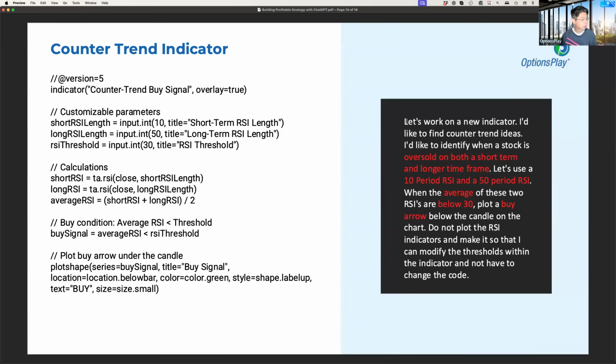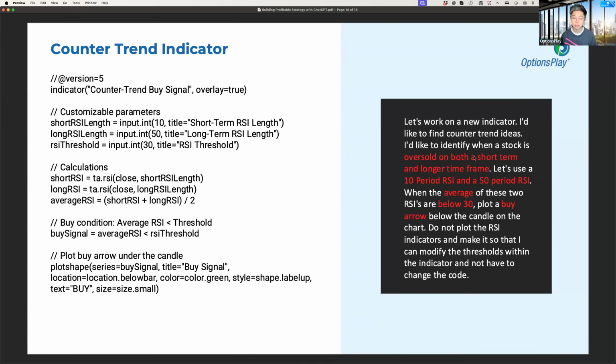So this is really where, let's work on a new indicator. I'd like to find counter trend trade ideas. I like to identify when a stock is oversold on both a short and long-term time frame. I tend to find that most indicators will tell you when something's overbought or oversold. But just that alone, if anyone's ever tested any indicator, no matter what indicator you use, no matter what parameter you use, it's never going to have particularly good performance just simply using overbought or oversold.